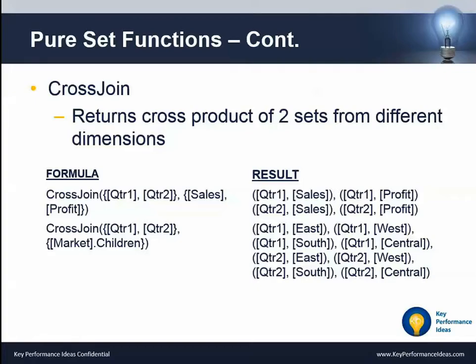And then if we made it more dynamic and said, let's give us the CrossJoin of Quarter 1 and Quarter 2 with the children of our market dimension, now we get Quarter 1 East, Quarter 1 West, Quarter 1 South, Quarter 1 Central, and then the same thing for our Quarter 2. So we can make these dynamic, we can be very specific, but we're going to join those members from the two different dimensions that are listed within the CrossJoin.